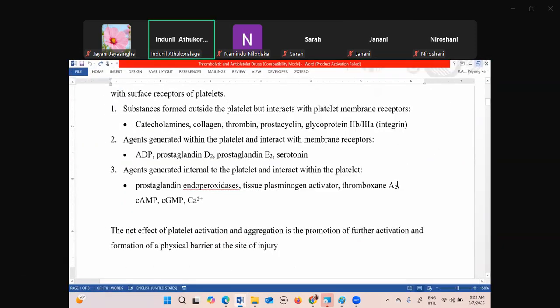Right? So the net effect of platelet activation and aggregation is the promotion of further activation and formation of a physical barrier at the site of injury. Right?